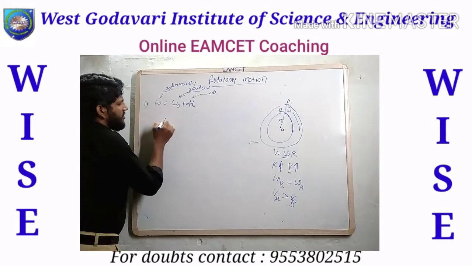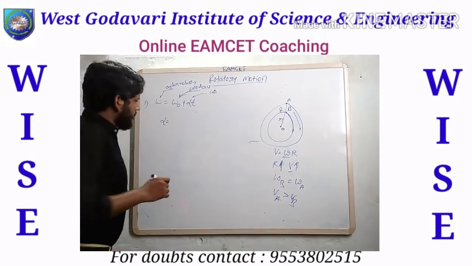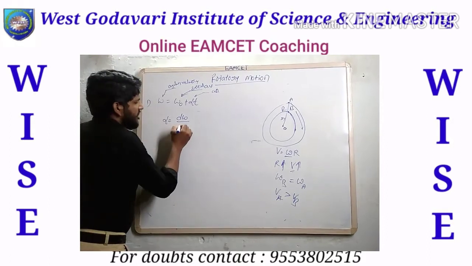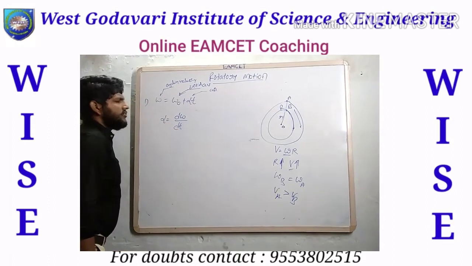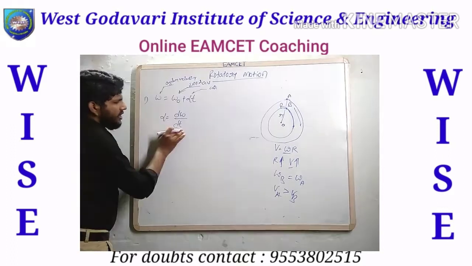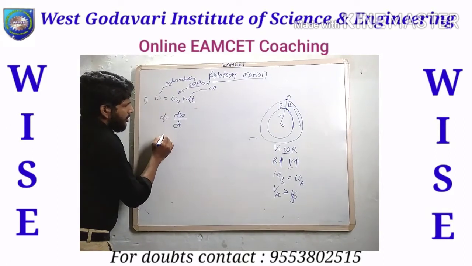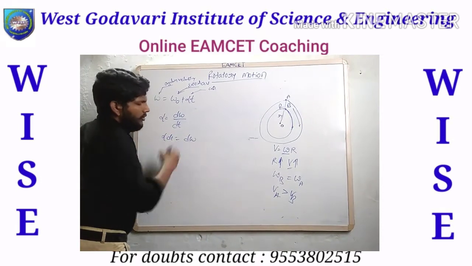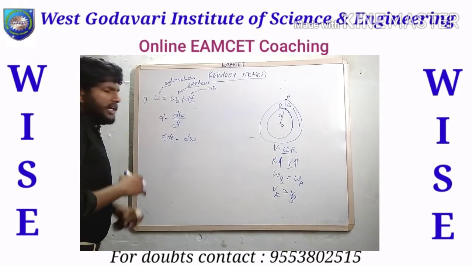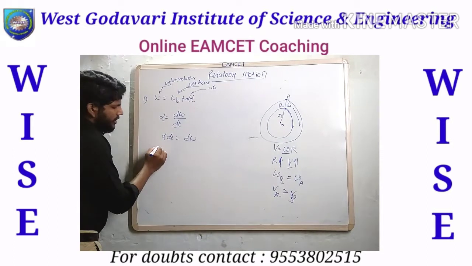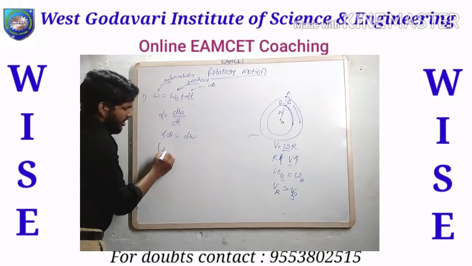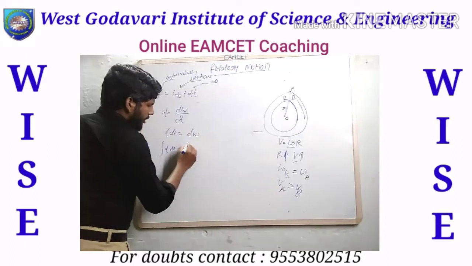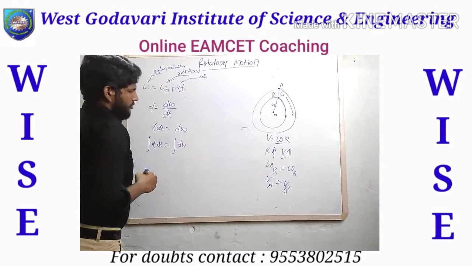Let us consider alpha, angular acceleration. What is the formula? Rate of change of angular velocity with respect to time. Now take dt to the left-hand side, so alpha into dt equals d omega. Now integrate on both sides. What we get? Integral alpha dt equals integral of d omega.